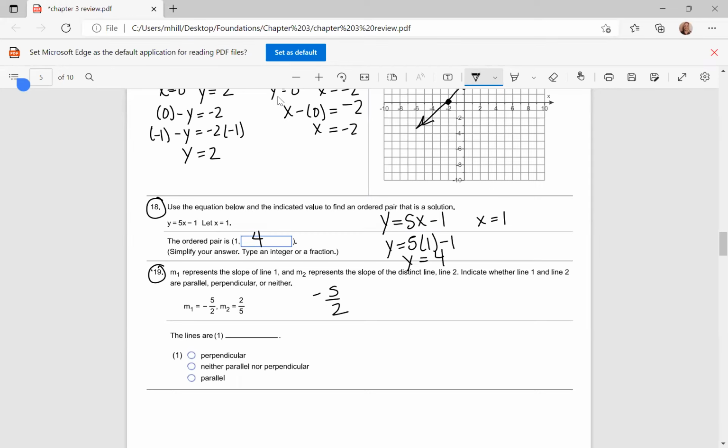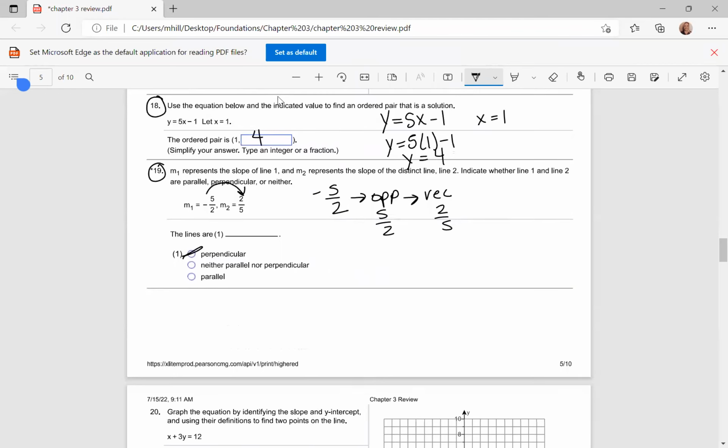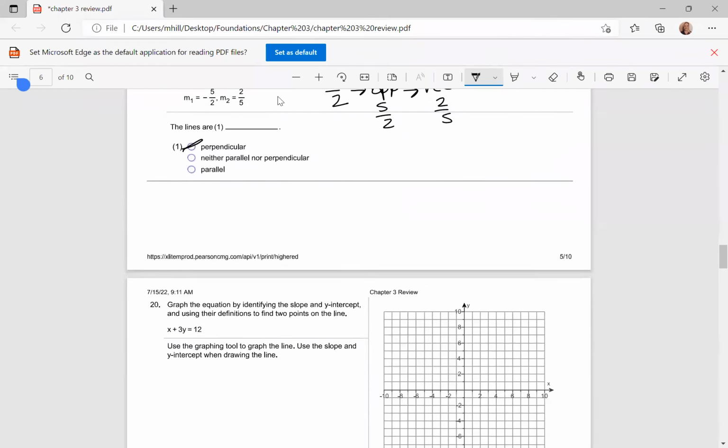So if I start out with -5/2, the opposite of that would be +5/2. And the reciprocal would be 2/5, which is what this is. They're opposite reciprocals, so they are perpendicular. If they were exactly the same, they would be parallel. If they're neither opposite reciprocals nor parallel, then that's when you're going to pick neither.